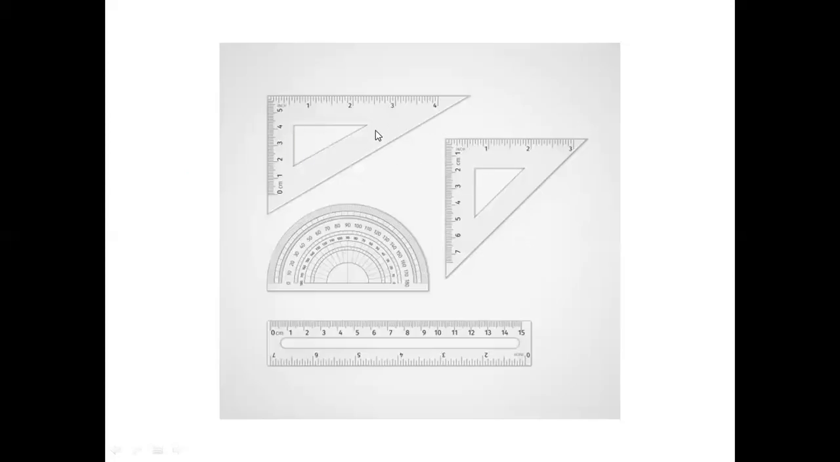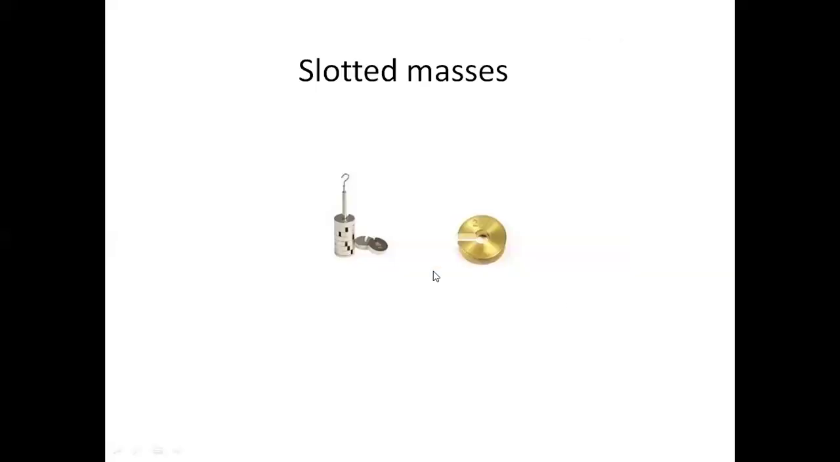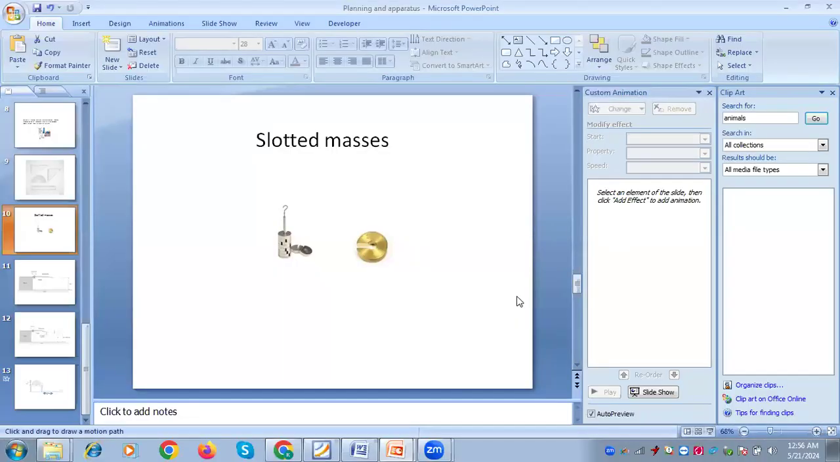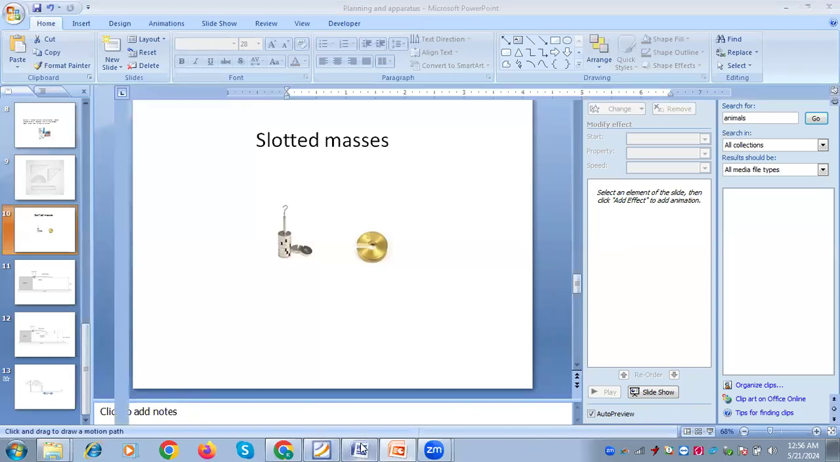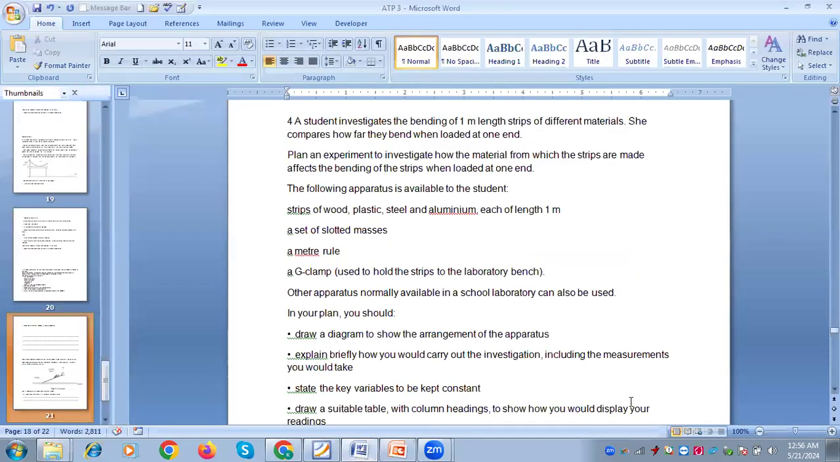These are set squares, protractor, ruler, and beside this you need a meter rule as well, slotted masses, etc. Now let us go to the question.